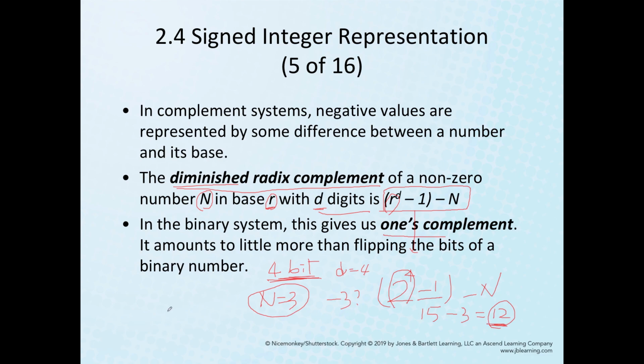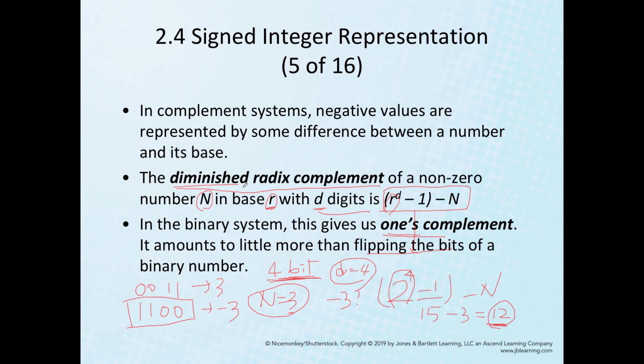12 in 4-bit is 1100. And 3 is 0011. This is a 3, and this is a negative 3 in a 4-bit ones complement system. So the diminished radix complement in binary is called the ones complement. In ones complement, it's simply flipping each bit.